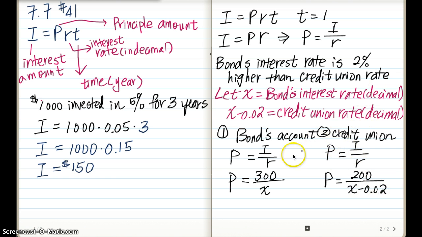Okay? Now, why is this useful? Because you do know that the principal amount in both accounts are the same. So that tells me that these two expressions should equal each other, right? Principal in the bonds account is the same as principal in the credit union account, okay? Now, we're going to go to the next page and I'm going to set them equal to each other, and that's your rational equation.